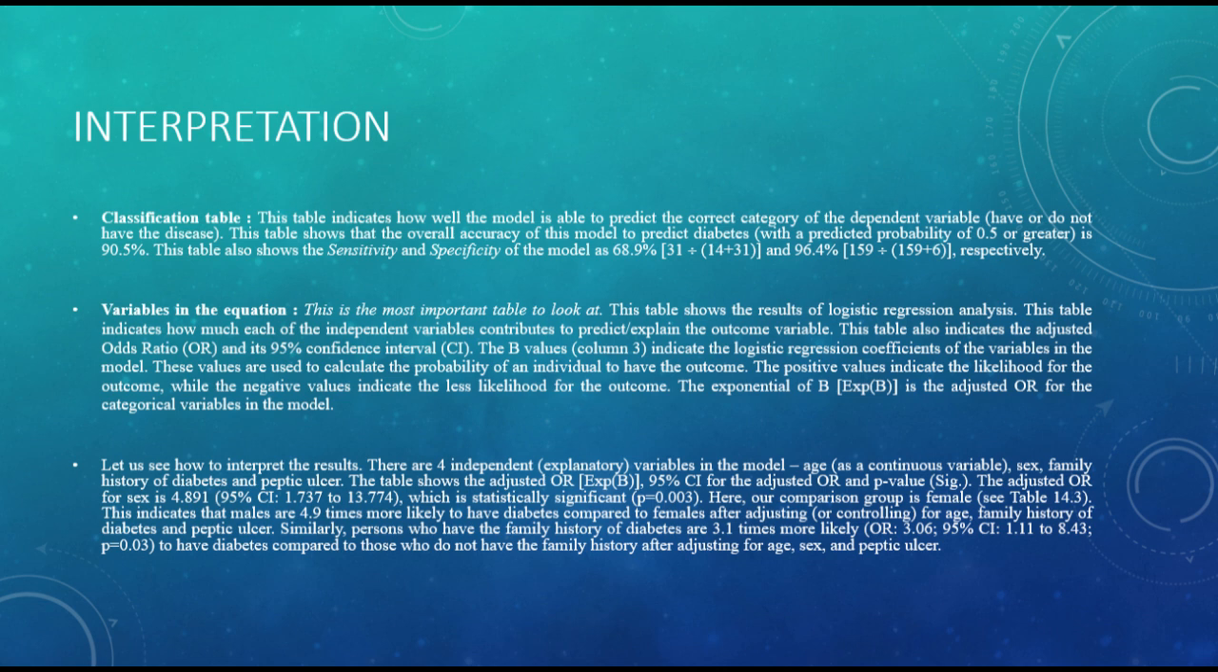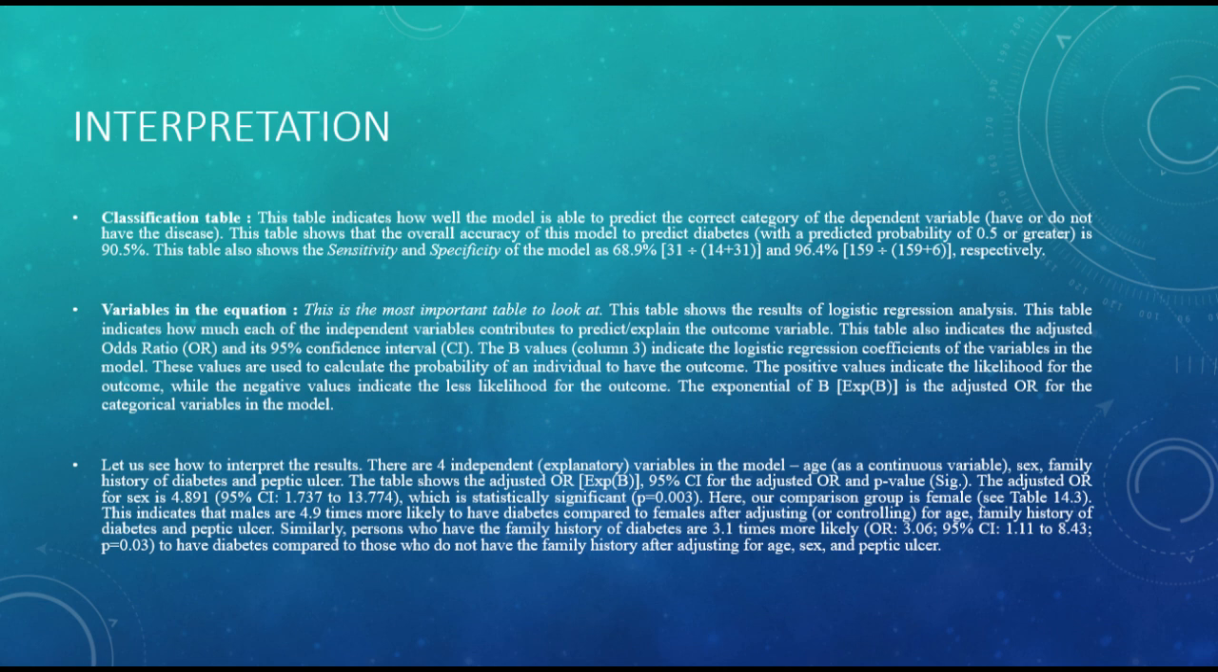The B values, column 3, indicate the logistic regression coefficients of the variables in the model. These values are used to calculate the probability of an individual to have the outcome. The positive values indicate the likelihood for the outcome, while the negative values indicate the less likelihood for the outcome. The exponential of B, Exp(B), is the adjusted OR for the categorical variables in the model. Let us see how to interpret the results.